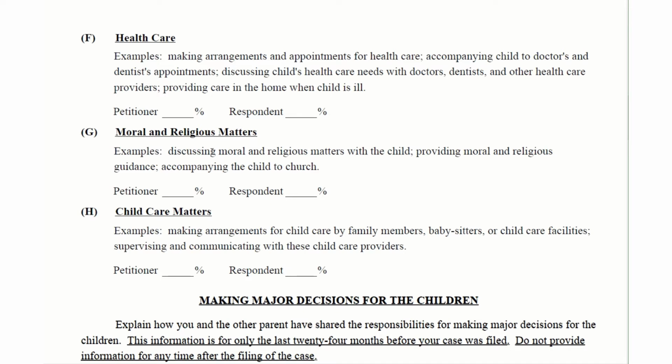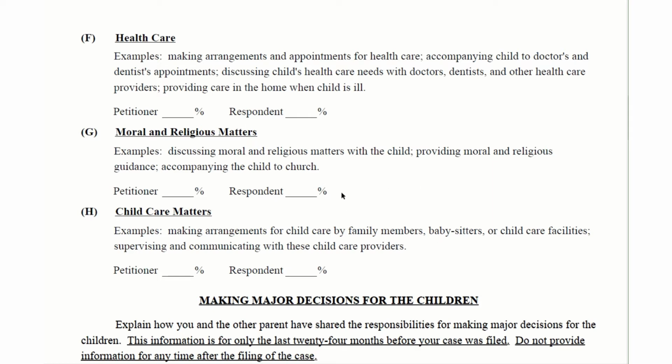For G, it asks about moral and religious matters. So the percentage of time the petitioner spent on taking kids to church or other religious places and engaging in those discussions with kids, and the percentage of time the respondent spent on those issues as well.